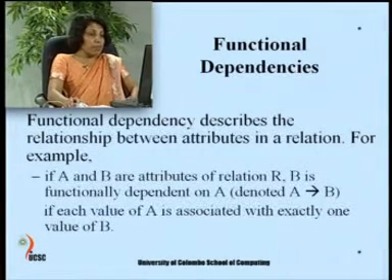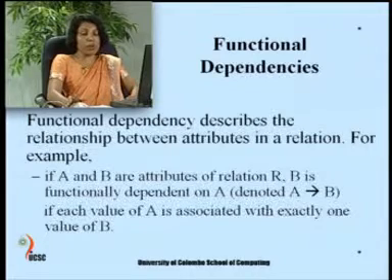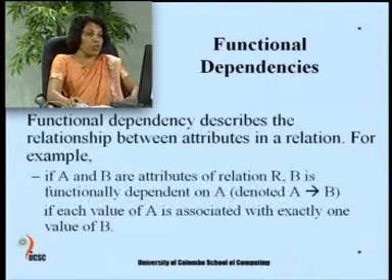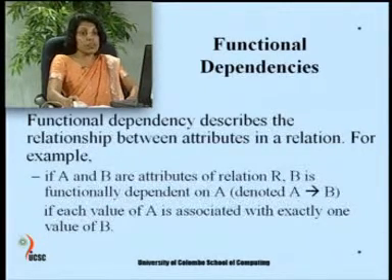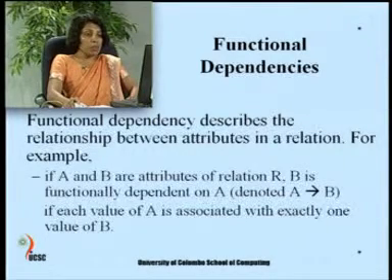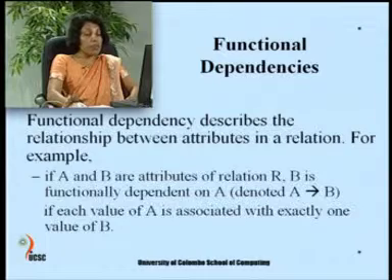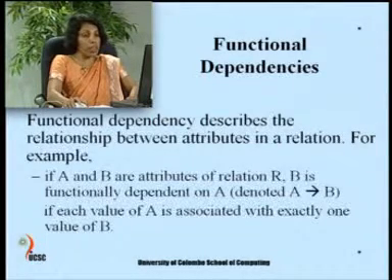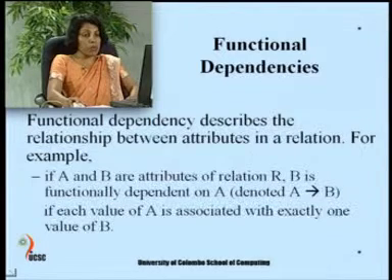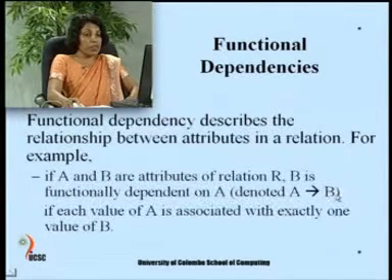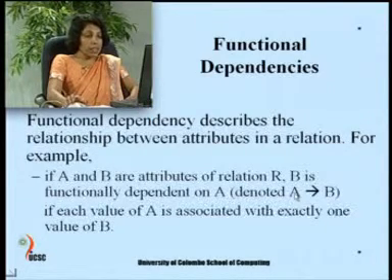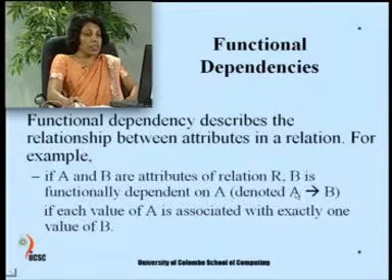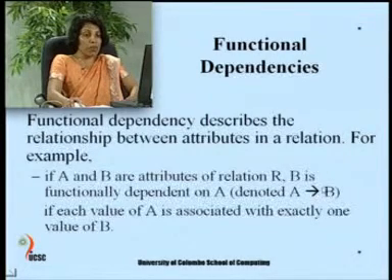What does it describe? A functional dependency describes the relationship between attributes in a relation. For example, if A and B are attributes in a generic relation called R, then if B is functionally dependent on A, we denote that by using an arrow like this. This arrow is pointing to B, which means that B depends on A, and it denotes that A is associated with exactly one value of B.